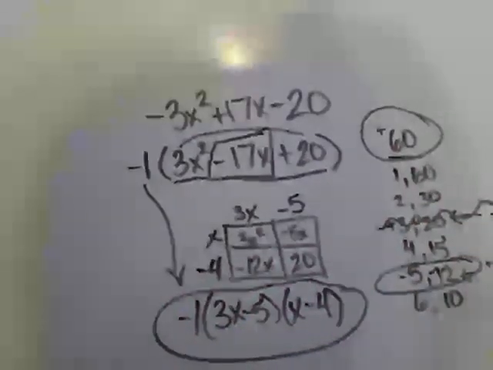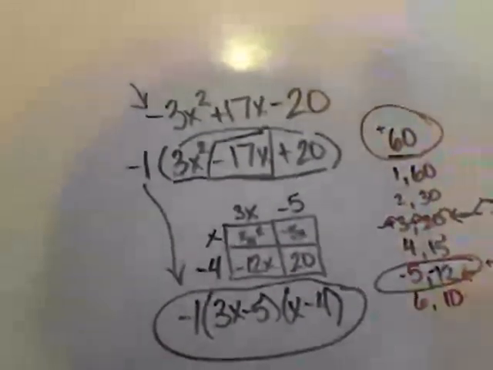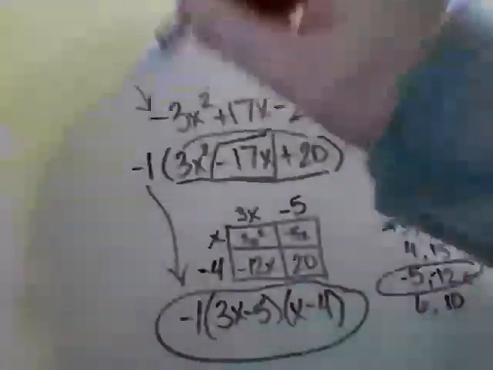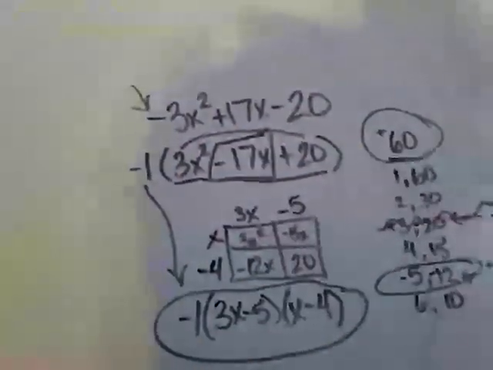All right, so when we're factoring, when you have that leading coefficient, if it's a negative number, see if you can factor out the whole number, and if not, just factor out a negative 1. And then you can factor what's left like normal.